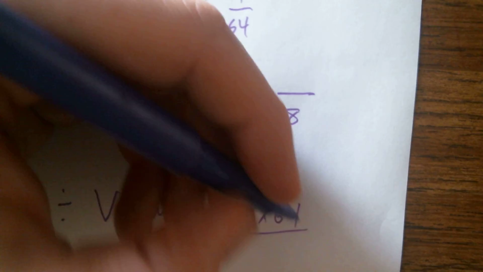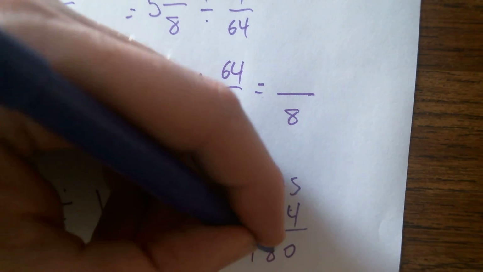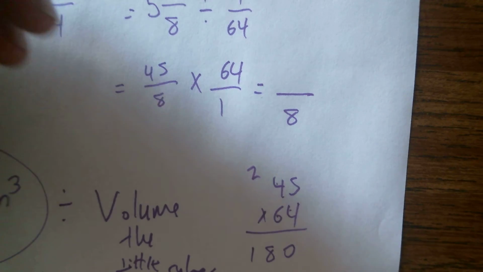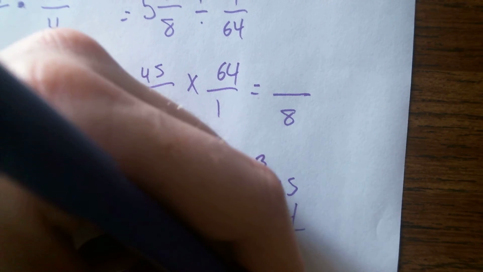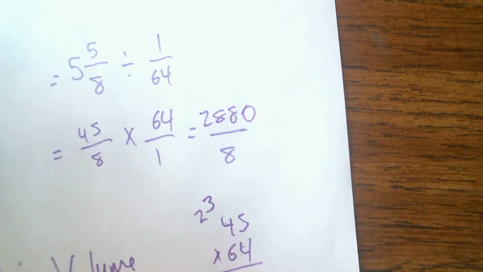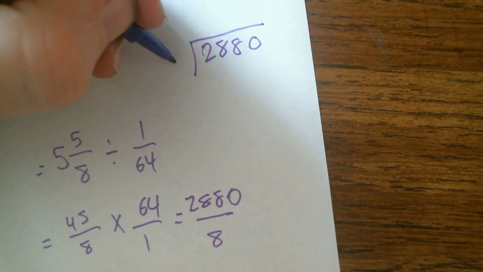And so 4 times 5 is 20. 4 times 4 is 16. 16 add 2 is 18. Placeholder 0. Got my math, I'm working it out. 270. And so here we go. Whoa, 2,880 over 8. That's a big division problem, but not too bad. I can handle it. 2880 divided by 8.